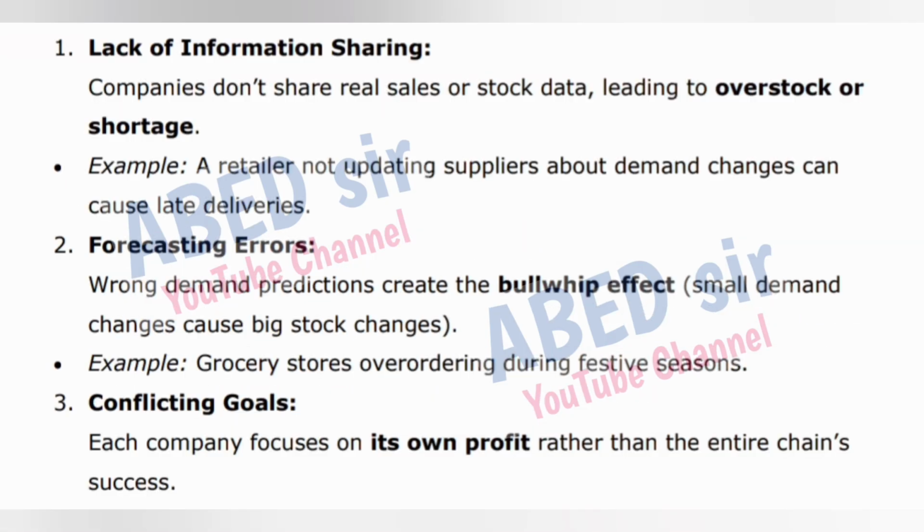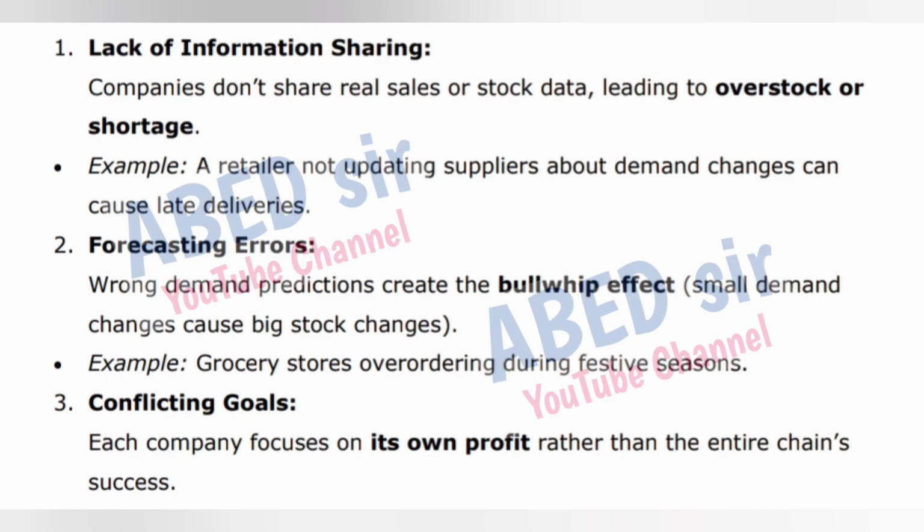1. Lack of information sharing. Companies don't share real sales or stock data, leading to overstock or shortage. Example: a retailer not updating suppliers about demand changes can cause late deliveries. 2. Forecasting errors. Wrong demand predictions create the bullwhip effect. Small demand changes cause big stock changes. Example: grocery stores overordering during festive seasons.